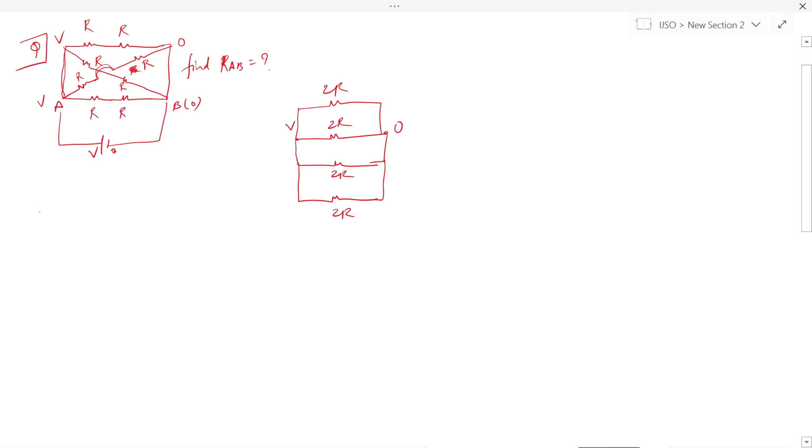So R equivalent between A and B will be 1 by 2R. You'll also have 1 by 4R. Which one? O to A to B, O-A-B. This is A, this is B.